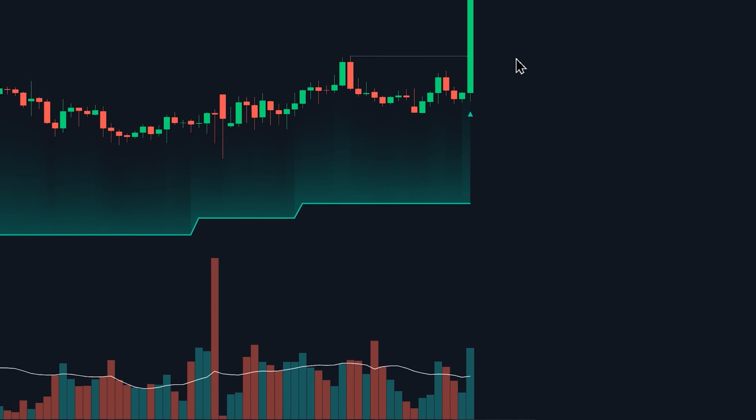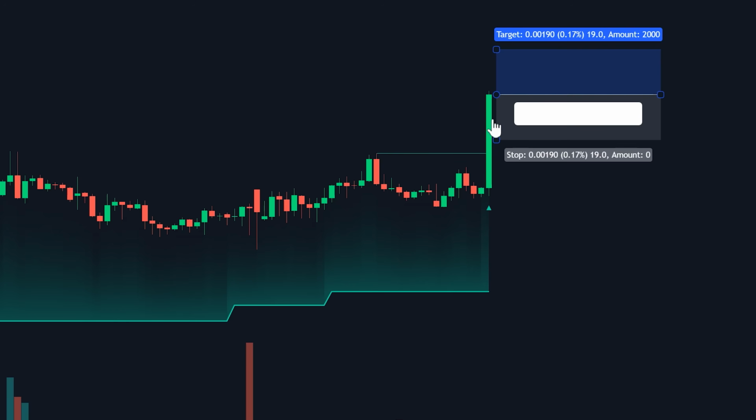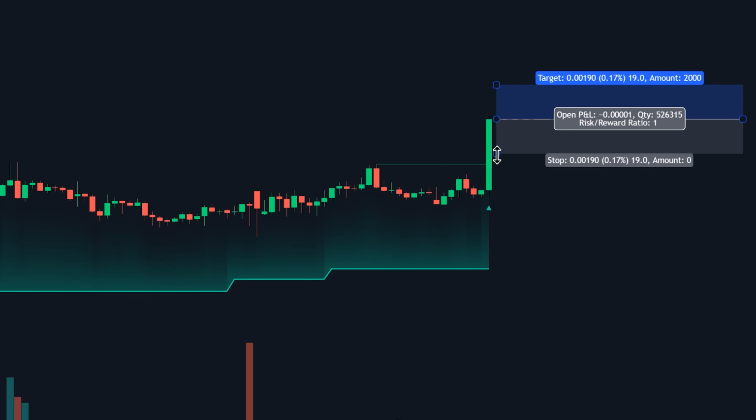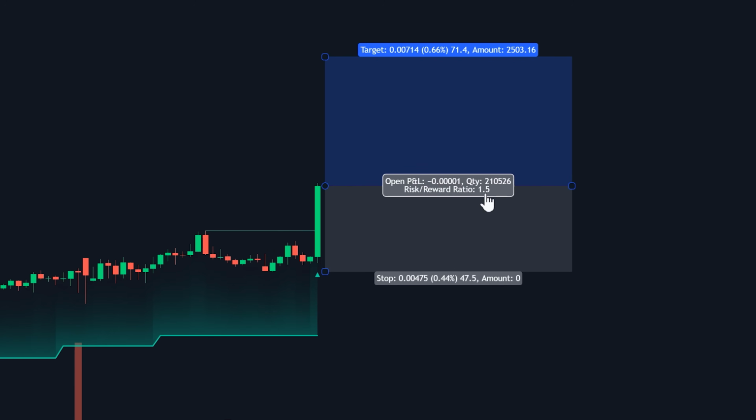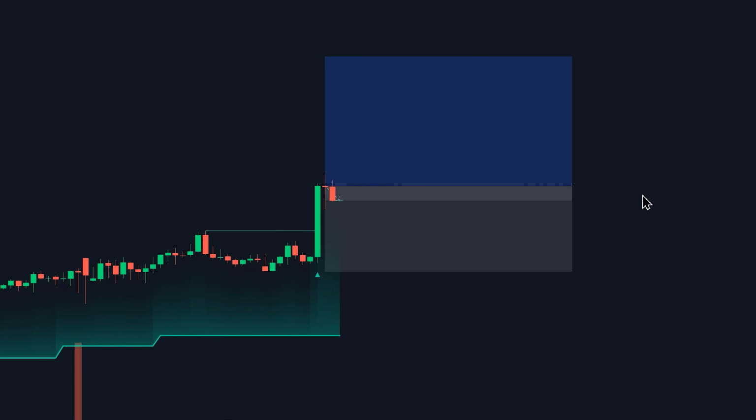We take the long, put the stop under the most recent swing low, and set the take profit at 1.5 times the risk, then let it play out without over-managing it too early.